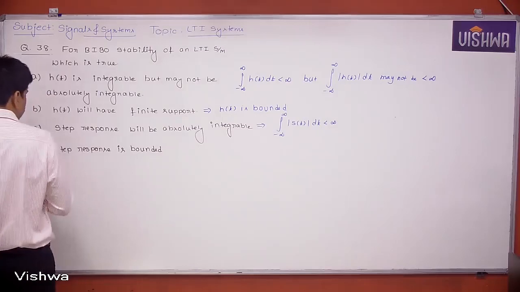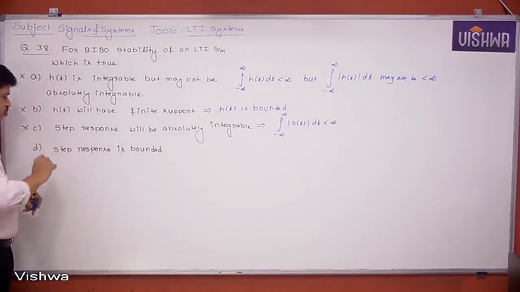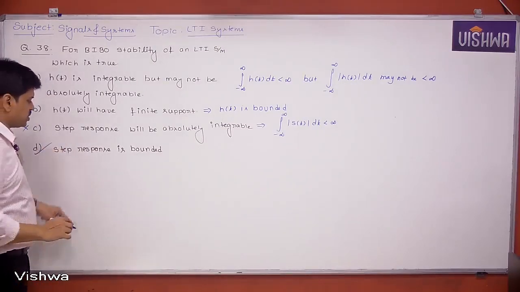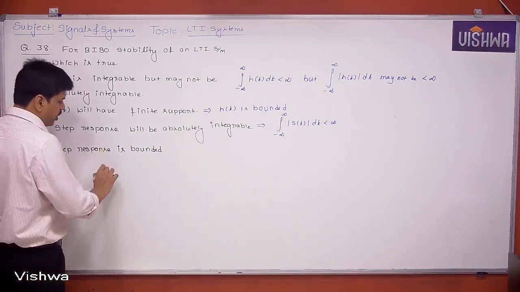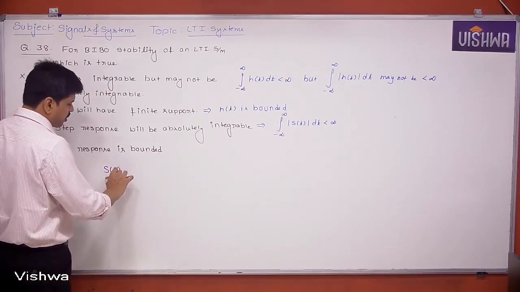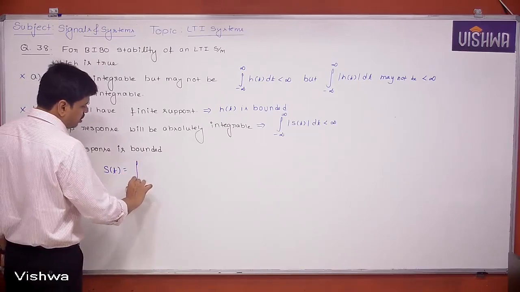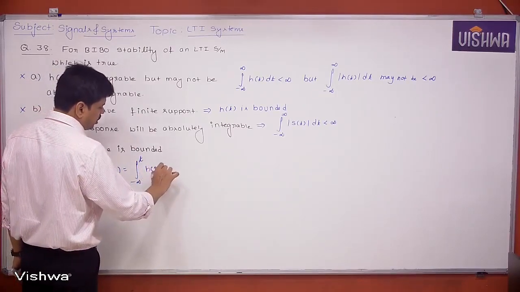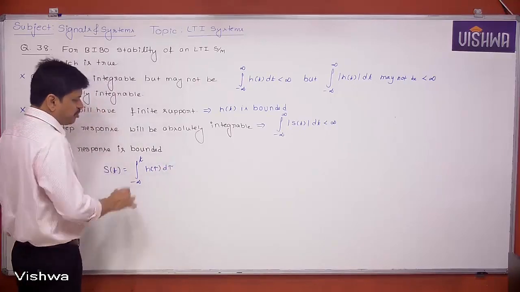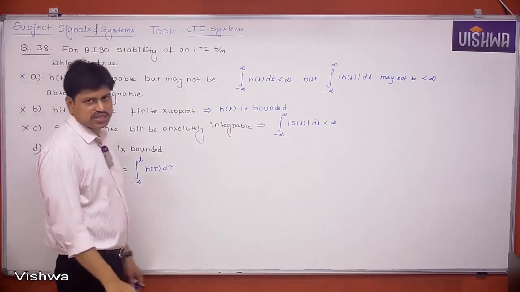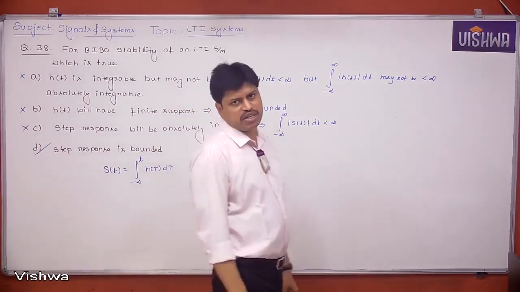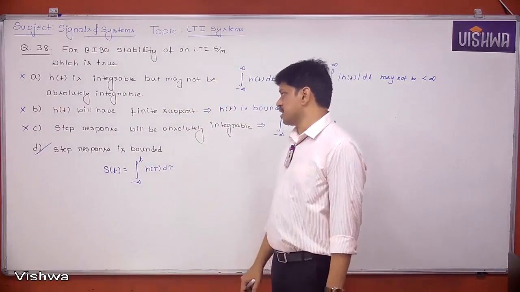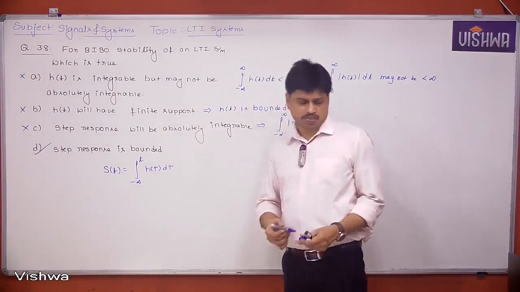But if you observe carefully, option 4 is correct. Why, sir? Step response is bounded. What is a step response actually? Step response is the integral from minus infinity to t of h of tau d tau. So if it is bounded, this integral is also less than infinity. So definitely yes, option D is correct. Okay, take it.